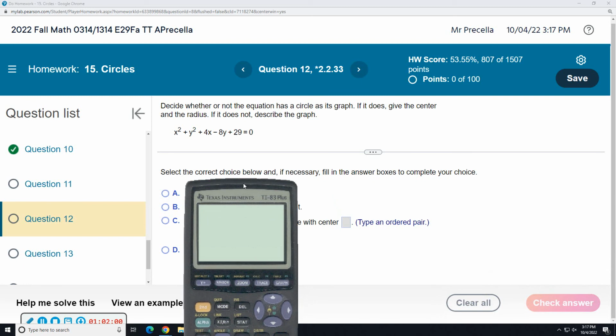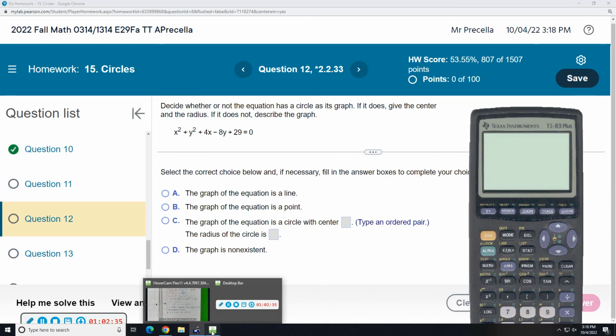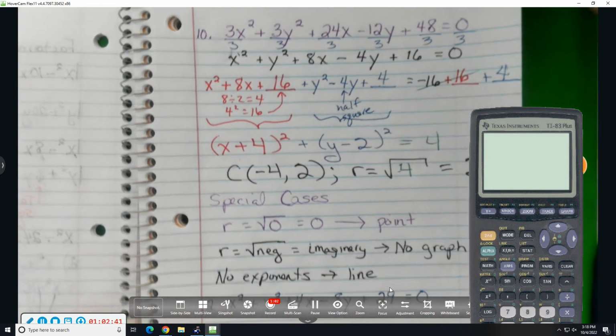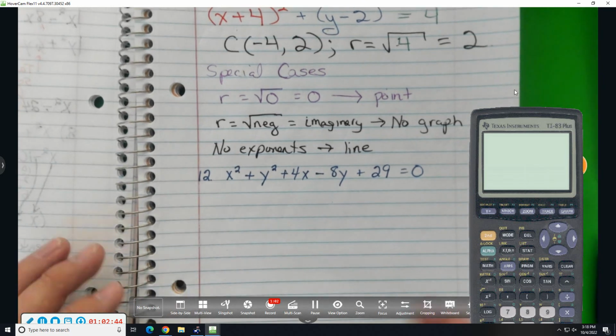So let me write down number 12. x squared plus 4x minus 8y plus 29 equals 0. We're not going to have to do any of that dividing like you do on number 10. Okay, let's switch it over. You're going to have to assume it's a circle and start trying to find the center and the radius. In order to do that, you've got to group.